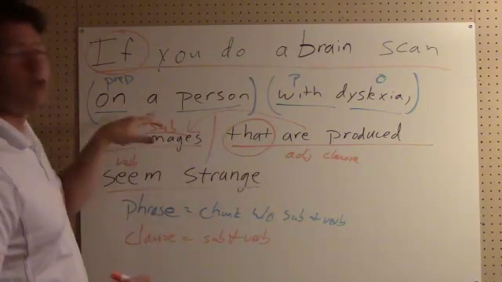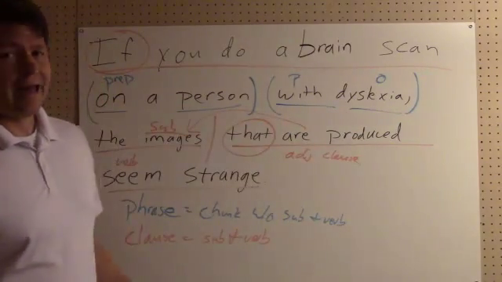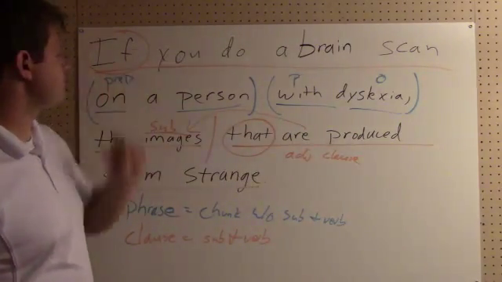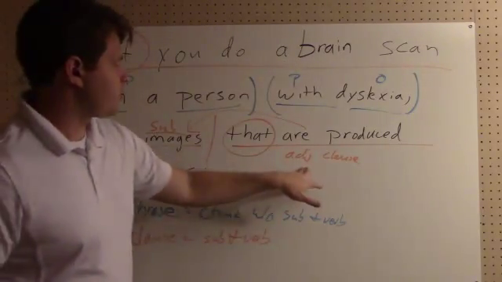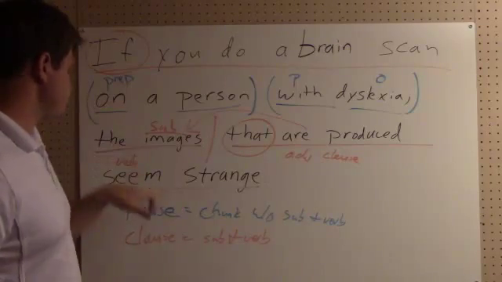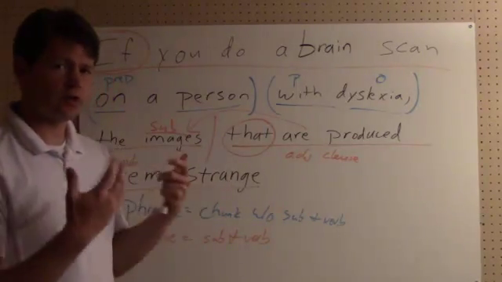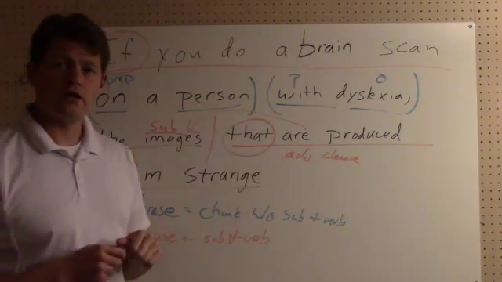So here we have two prepositional phrases, on a person and with dyslexia, and those are complementing three total clauses, two dependent and one independent. If you do a brain scan, dependent. That are produced, dependent. The images seem strange, independent. So we're talking about chunks of language here. We see them working in different ways, trying to talk about the differences between clauses and phrases.